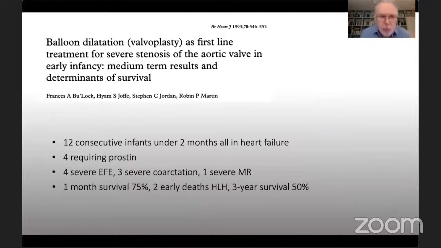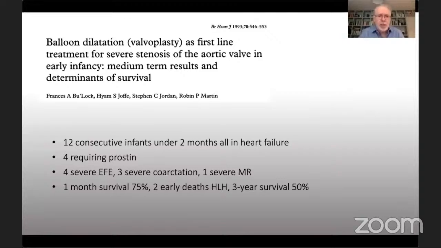I want to go back a bit to one of those 25 papers. And this was a study from Bristol in 1993, so quite early in the experience, I suppose. And it was 12 consecutive infants, all under 2 months of age, and all who were quite sick and in heart failure. 4 were in shock, 4 had severe EFE, 3 severe coarctation, and 1 significant mitral regurgitation.